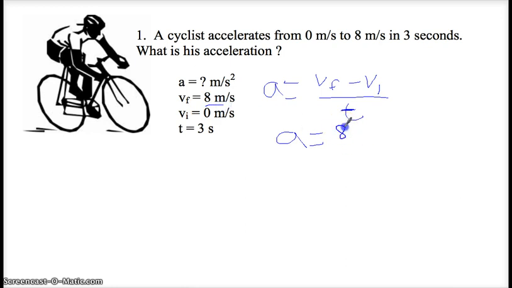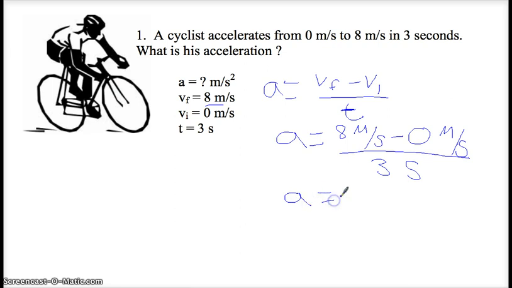So I'm going to write 8, and I'm going to keep my units there, meters per second, minus 0 meters per second for my initial velocity. And then I'm going to divide that by my time, which is 3 seconds. All right. Now I have to use my order of operations. So I'm going to do my first step. 8 minus 0 is 8. So I'm going to have 8 meters per second. And I'm going to divide that by 3 seconds.